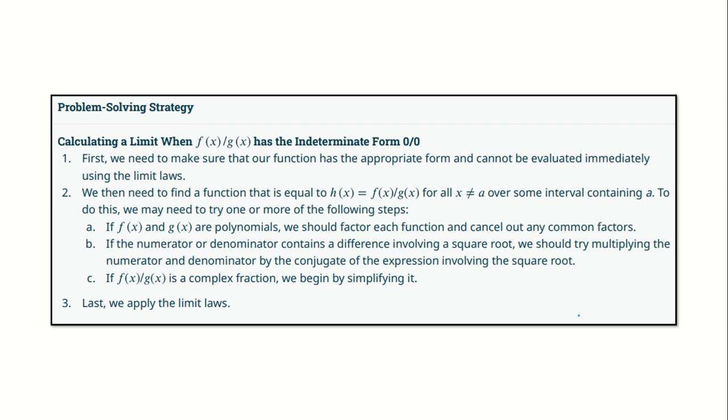And here is the problem solving strategy which I have discussed now. If we have 0 by 0 after substituting x directly, then we have to do some calculation, whether it can be factorizing, whether it can be using conjugate, or even any other calculation by which we can eliminate the term.